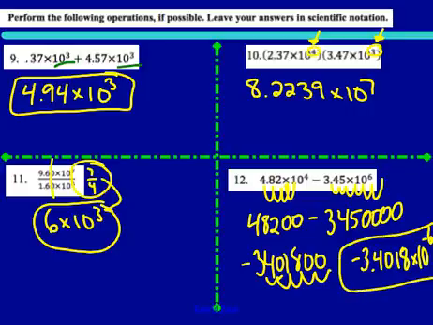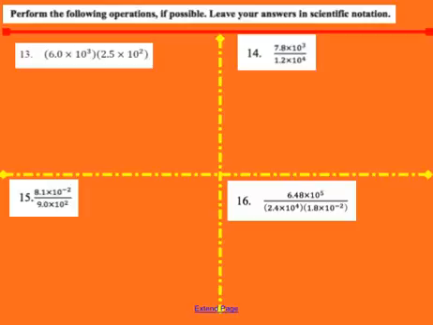A lot of kids struggle with these when they get to the quiz, so make sure you know there's going to be one of each of these: a multiplying, an adding, a subtracting, and a division. So you have to make sure that you know how to do these scientific notations. All right, let's do some more.